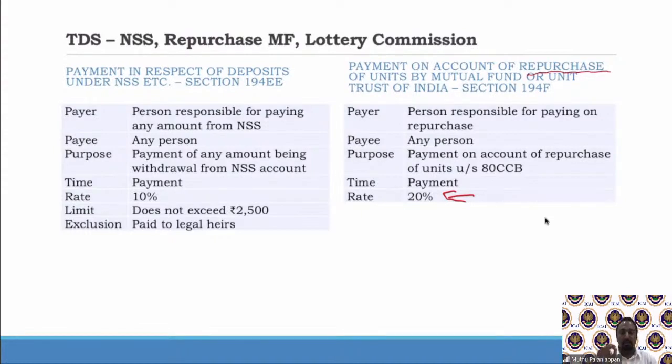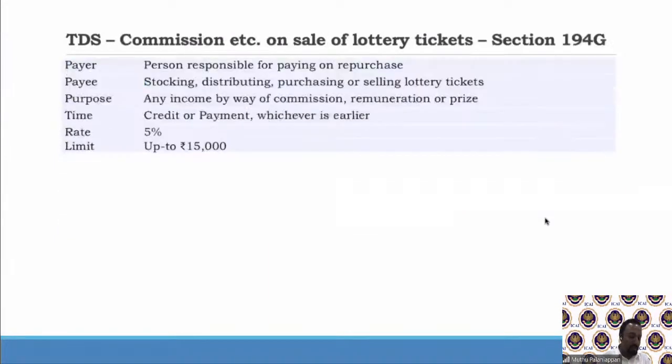And in both these cases, that is both 194E and 194F, the timing is payment basis. That is, it is applicable only on payment basis and not on credit basis. This is just to know what this provision is about. Don't go much deeper into the provision. So the next provision that we'll be seeing is 194G.